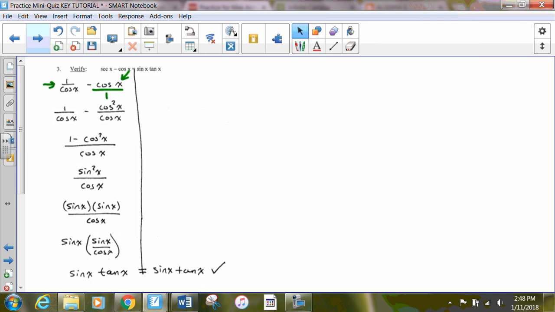And that reminds us that we're going to go ahead and find common denominators. So to find our common denominator, right, we're going to multiply the denominator by cosine x and the numerator by cosine x, and that's how we get cosine squared x over cosine x.